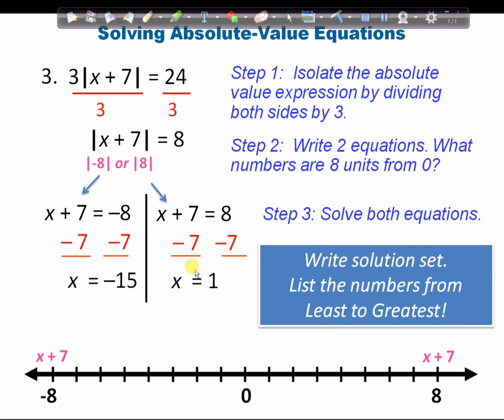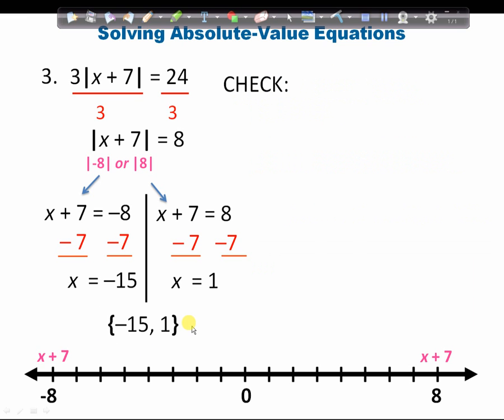We need to write these as a solution set in set notation, or using our squigglies or braces. We have negative 15 first, because that's our least number, and then our 1. So there's our answer, okay, and we want your answers written in this set notation. Then we're going to check to make sure that these answers are correct.